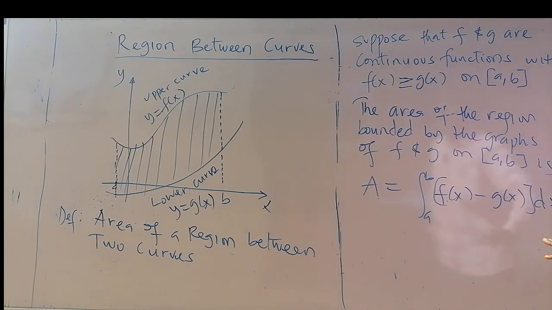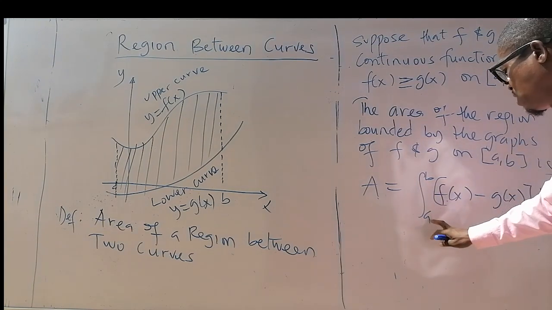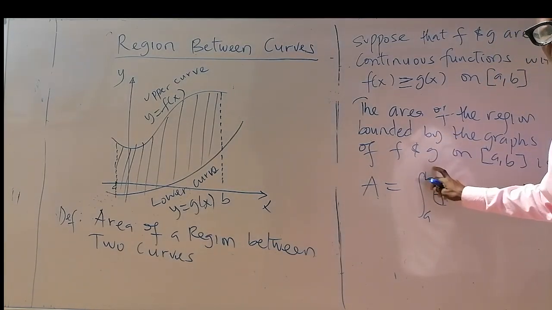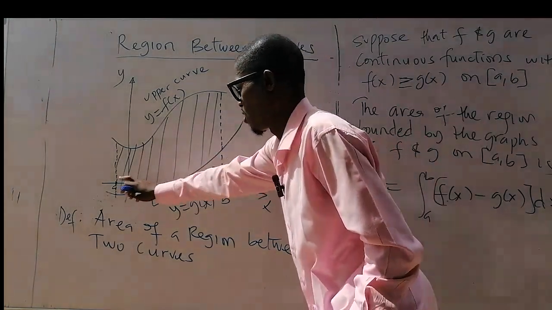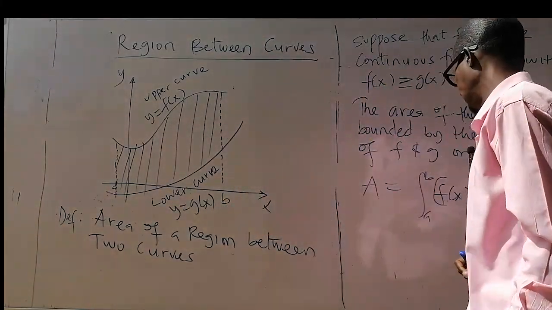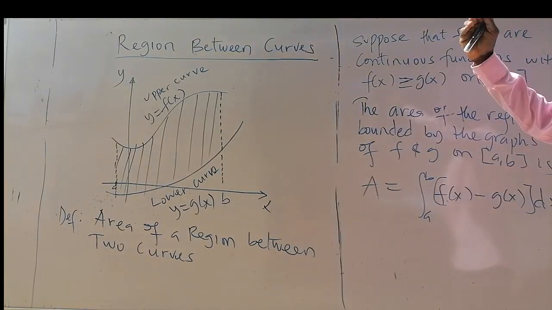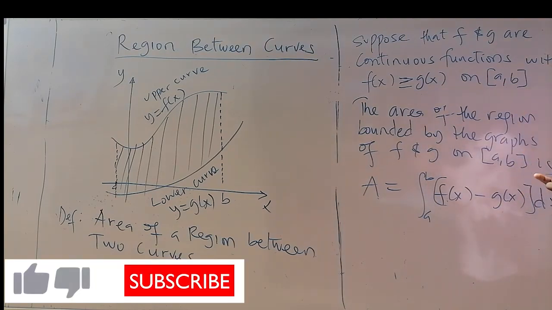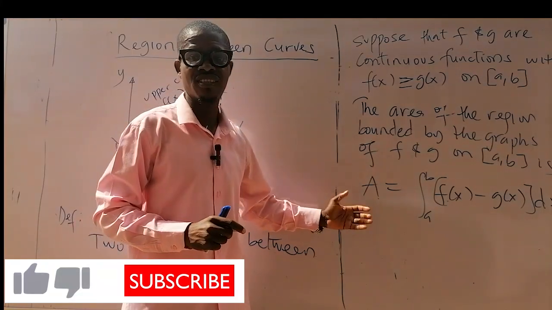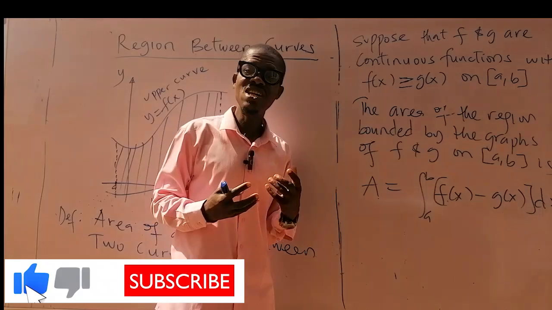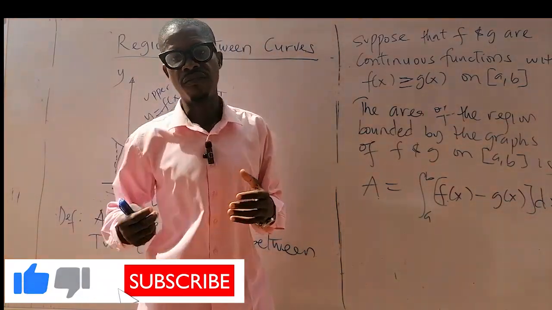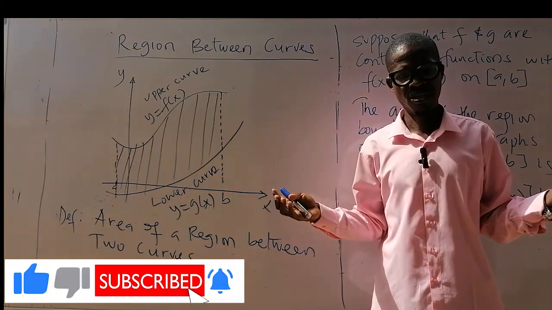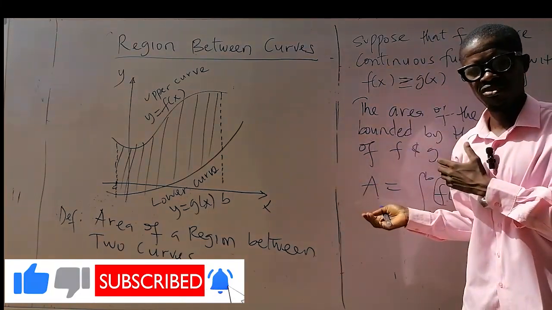It's very simple. It's going to be from a, the lower limit, to b, the upper limit, of the upper curve minus the lower curve. Then you close your brackets. And that's how to find the area of regions between two curves using integration.